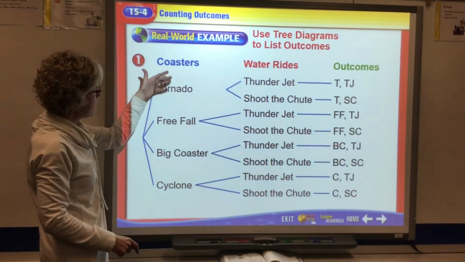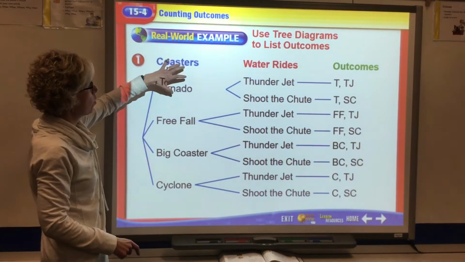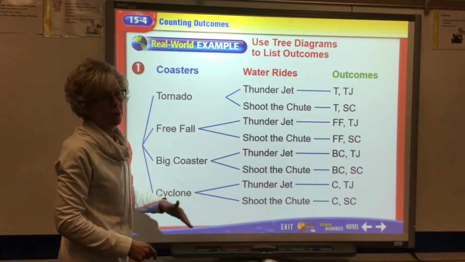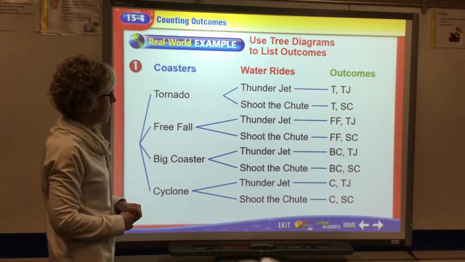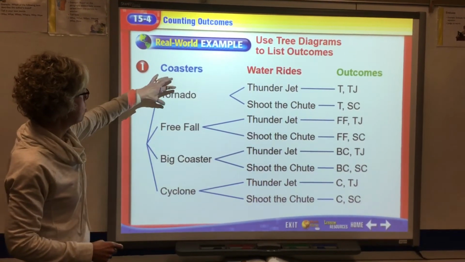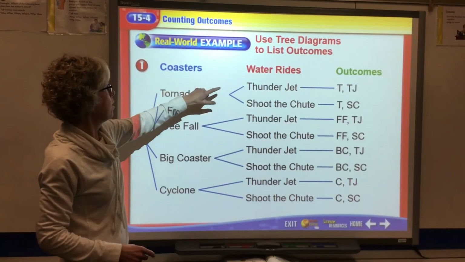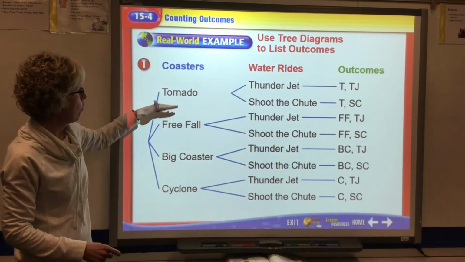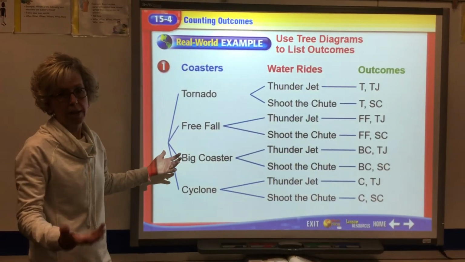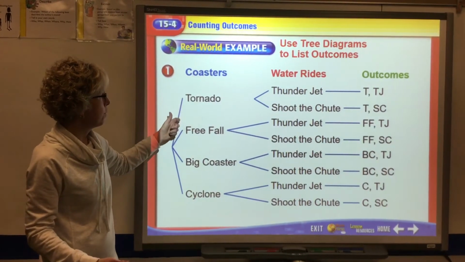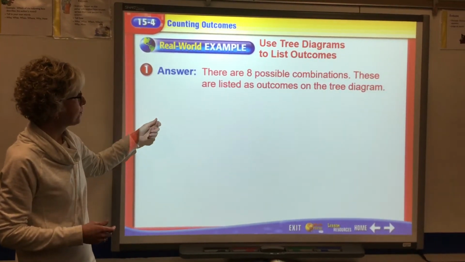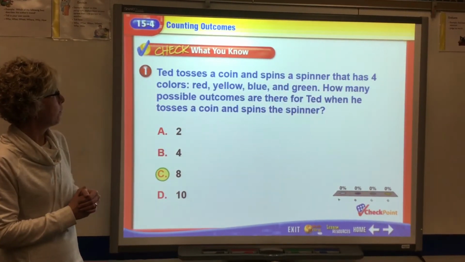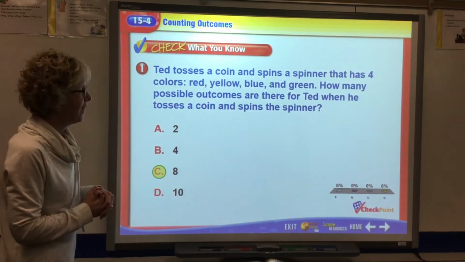So if you look at that, if you're going to ride a combination of a coaster and a water ride, you're going to have 8 total outcomes. There is kind of a shortcut. You know that per coaster, when combined with the water rides, you're going to have 2 outcomes. So if you have 4 different types of coasters, you're going to have 8 different outcomes. 4 times 2 would be 8. That's another way to look at it. So there are 8 possible combinations, and those are listed. Oh, we went right to this one. All right, we found the answer already.